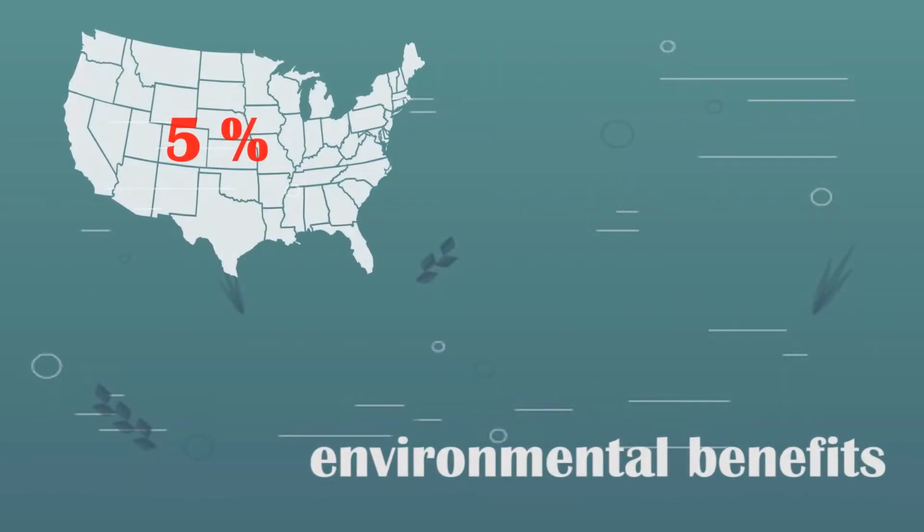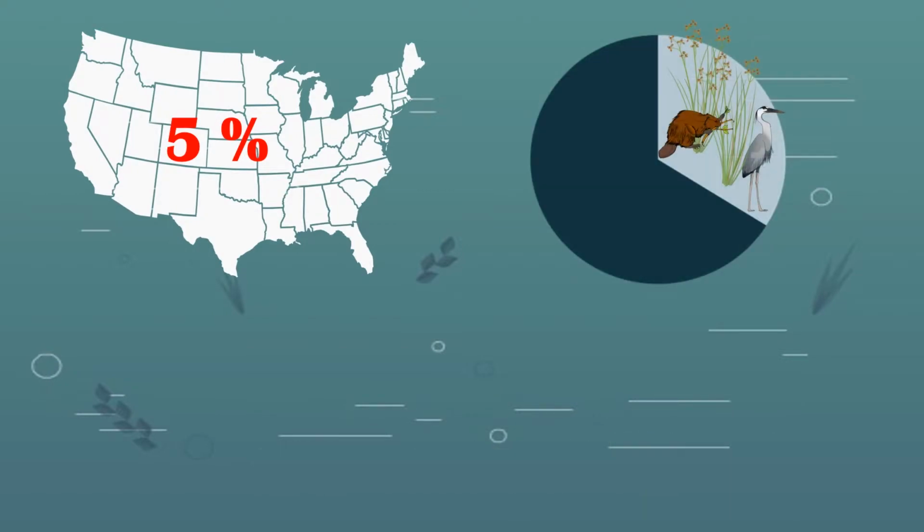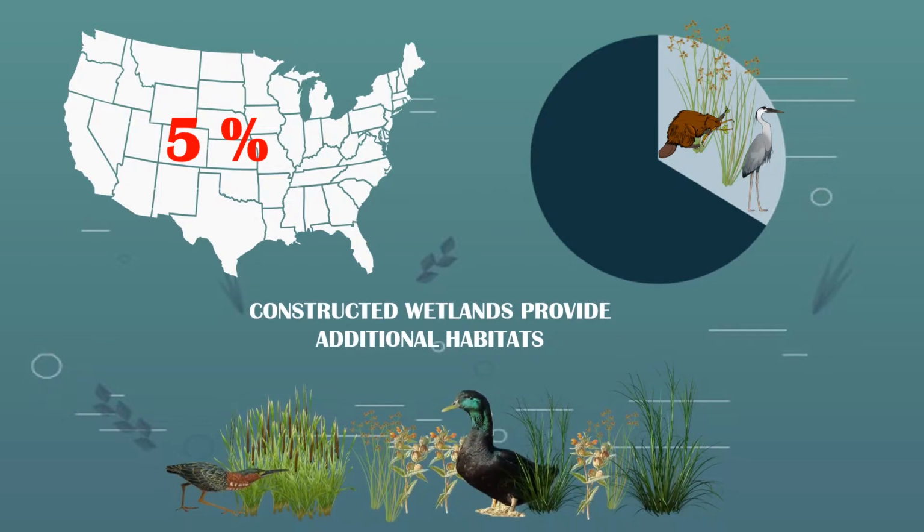Natural wetlands only make up 5% of the lower 48 states, but more than 1/3 of threatened and endangered species live only in wetlands. Constructed wetlands can potentially offer a greater number of habitats for these animals.